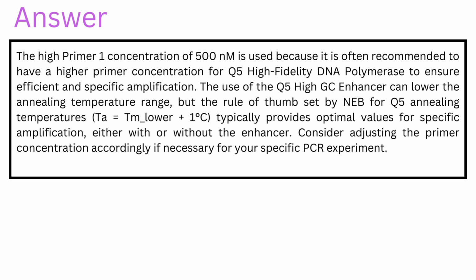The use of the Q5 High GC Enhancer can lower the annealing temperature range, but the rule of thumb set by NEB for Q5 annealing temperature, Ta = Tm lower + 1°C, typically provides optimal values for specific applications, either with or without the enhancer. Consider adjusting the primer concentration accordingly if necessary for your specific PCR experiment.